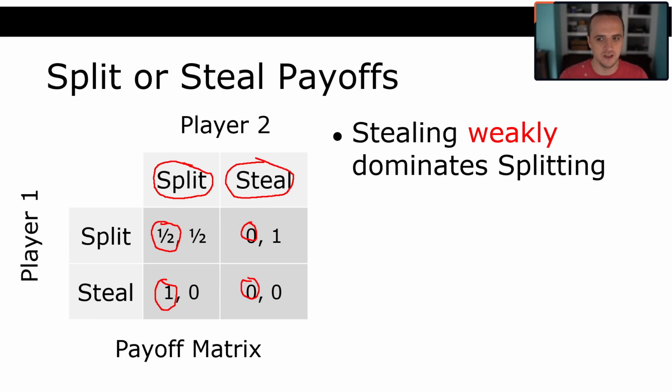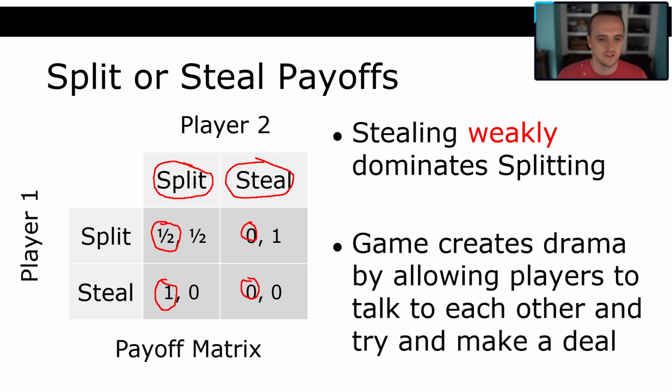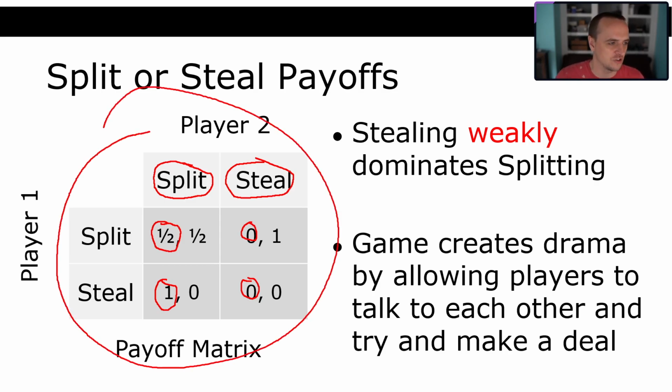Now this weakly dominates. So the game creates drama by allowing the players to talk to each other and try and make a deal. And of course, players don't always have this payoff matrix of only caring about themselves. Maybe they do care about the other person, right?